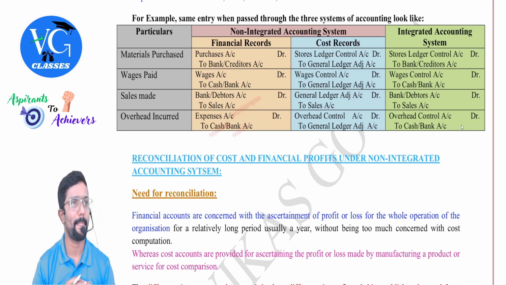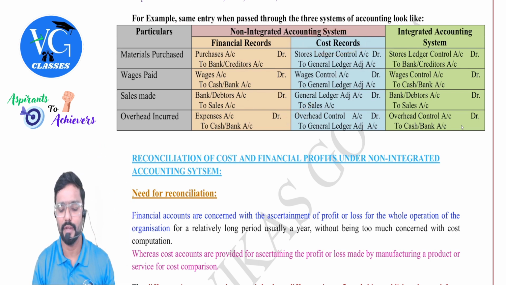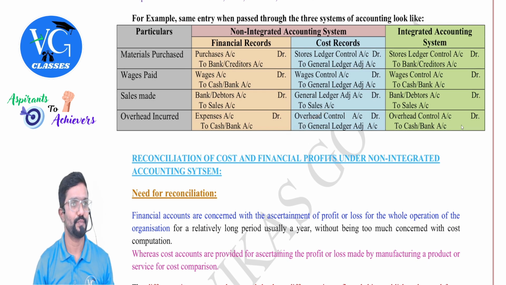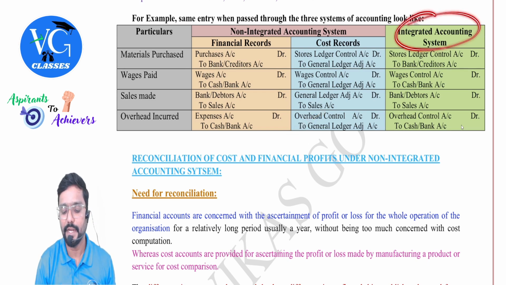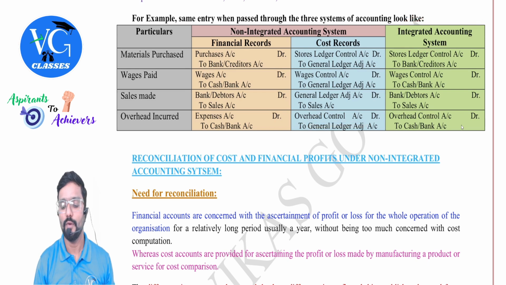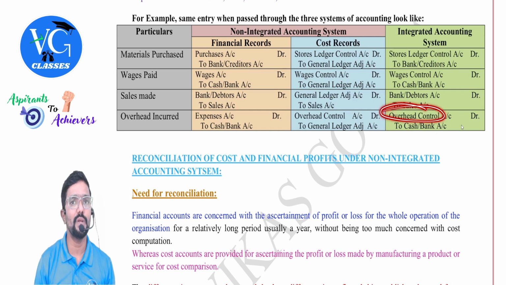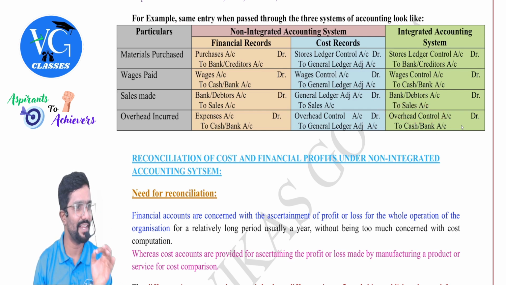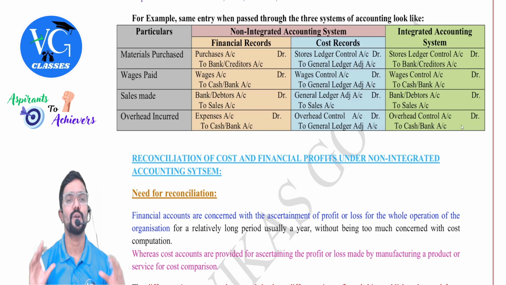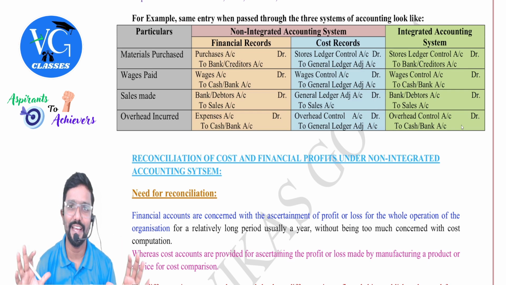Expenses to cash or bank. Whereas in cost records, overhead control, that is the respective overhead control, to general ledger. Whereas when it comes to integrated, we will remove this: overhead control to cash or bank. Clear. I have just given overhead control here, guys. It will have a name like factory, administration, selling and distribution. You need to use the respective name. Got it?